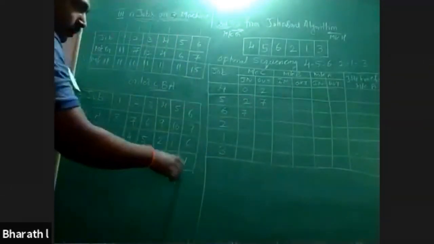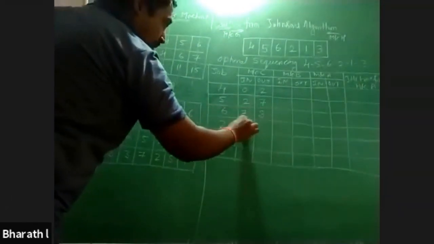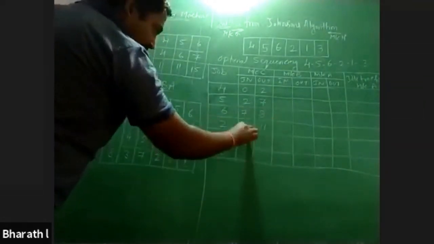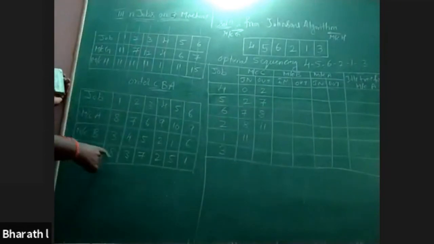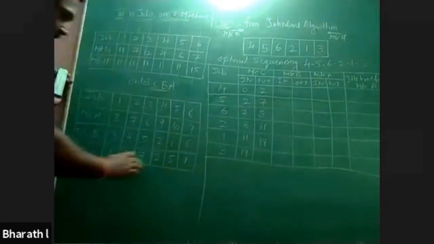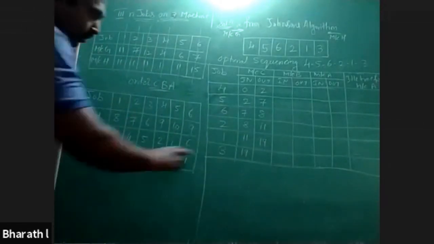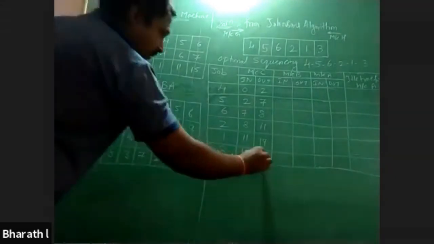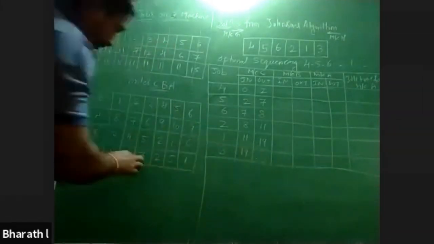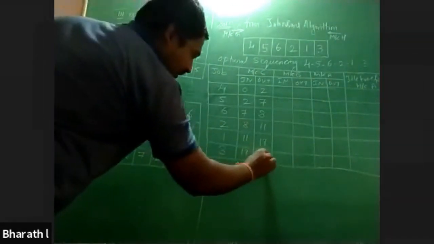For job 6, 1 plus 7 is 8. For job 2, 3 plus 8, 11. For job 1 it is 8. 8 plus 11 we get 19. For job 3 it is 7. 7 plus 19 we will get 26.